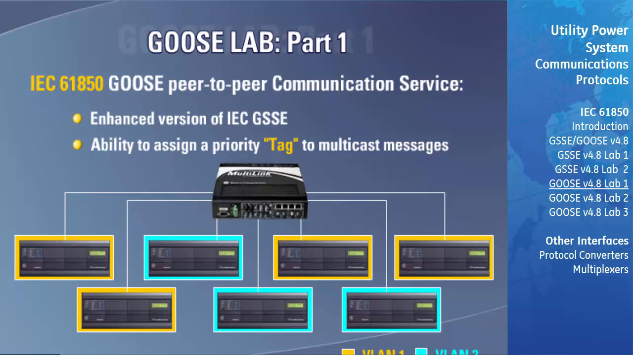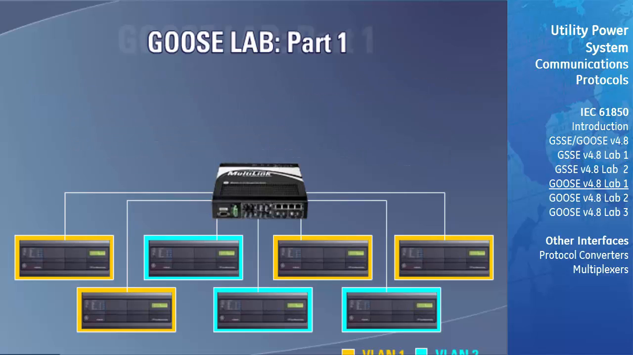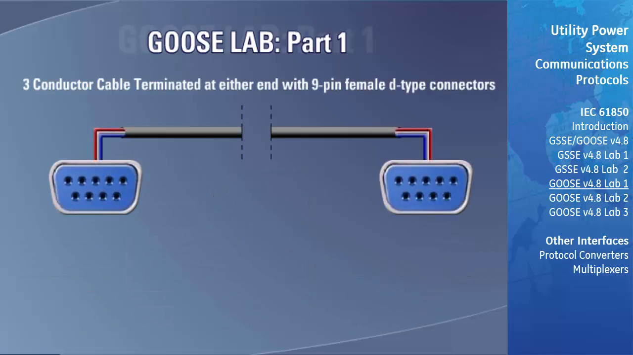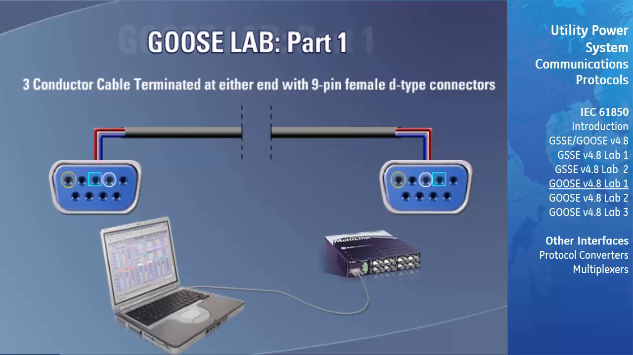We'll start by configuring the switch's IP address, tagged VLANs, and priority. The easiest way to configure the switch is to use a cable. It consists of 3 conductors terminated at either end in a 9-pin female D-type connector. Pins 5 of this cable are connected together, while pins 2 at one end are connected to pins 3 at the other end. Once you have the correct cable, the computer serial port can be connected to the serial port of the multilink switch.